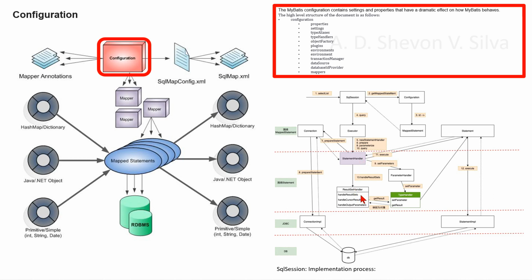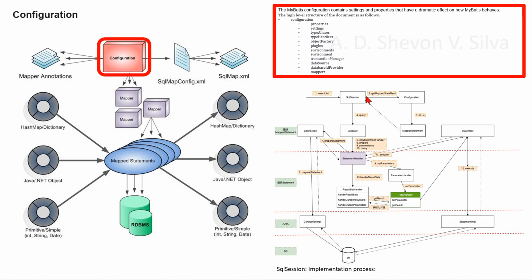Inside result set handler you can see handle result set, handle cursor result set, handle output parameters. Result set handler interacts with type handler, set parameter, get result. Result set handler is connected to type handler via get results. Parameter handler is connected to type handler via set parameter, and parameter handler is connected to statement. Connection IMPL interacts with DB. Statement IMPL implementation interacts with DB.